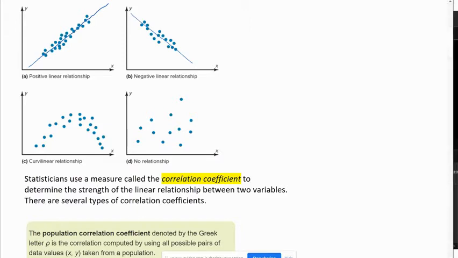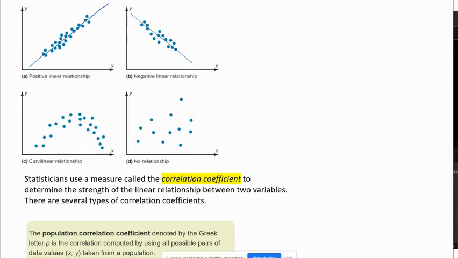That can be considered a very strong relationship as well if the data is very linear, but if it has a negative slope, then we call it a negative linear relationship. So don't think of negative as being bad or a poor relationship. It just means that it has a negative slope.